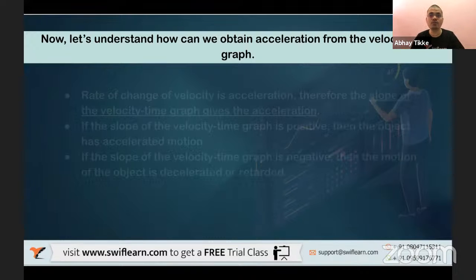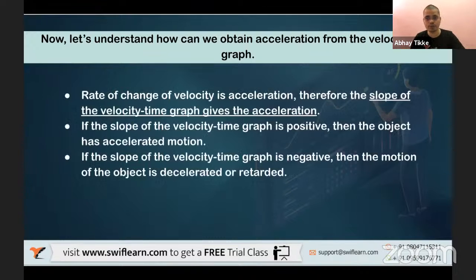That is by using the slope concept. Rate of change of velocity is acceleration, therefore the slope of the velocity time graph gives the acceleration. If the slope of the velocity time graph is positive, then the object has accelerated motion. अगर स्लोप पॉजिटिव है, अभी ध्यान से सुनो, अगर स्लोप पॉजिटिव है तो क्या होगा? एक्सेलरेशन होगा. अगर स्लोप नेगेटिव है तो क्या होगा? डिसेलरेशन होगा. याद रहेगा ये?